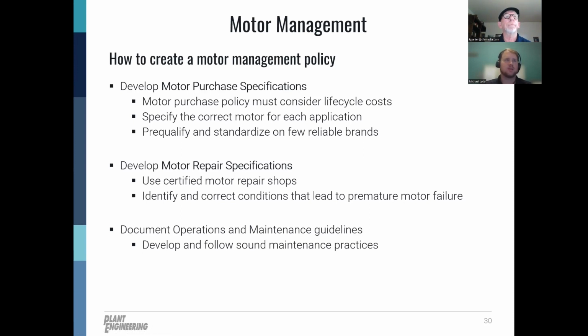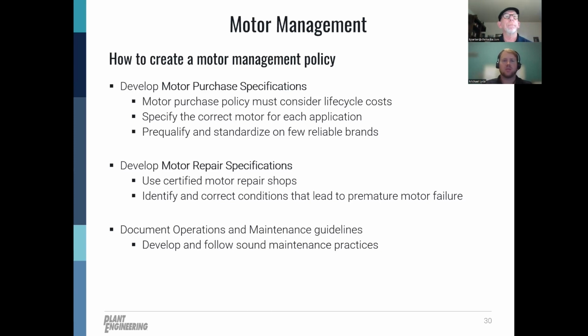So for purchasing, develop your purchase specifications, normalize which brands you use, list model numbers, consider those life cycle costs as we mentioned, instead of just looking at initial purchase price. Purchase backups for your most critical machines and build up your spares inventory. Maybe that's at your site, maybe that's at your distributor site.